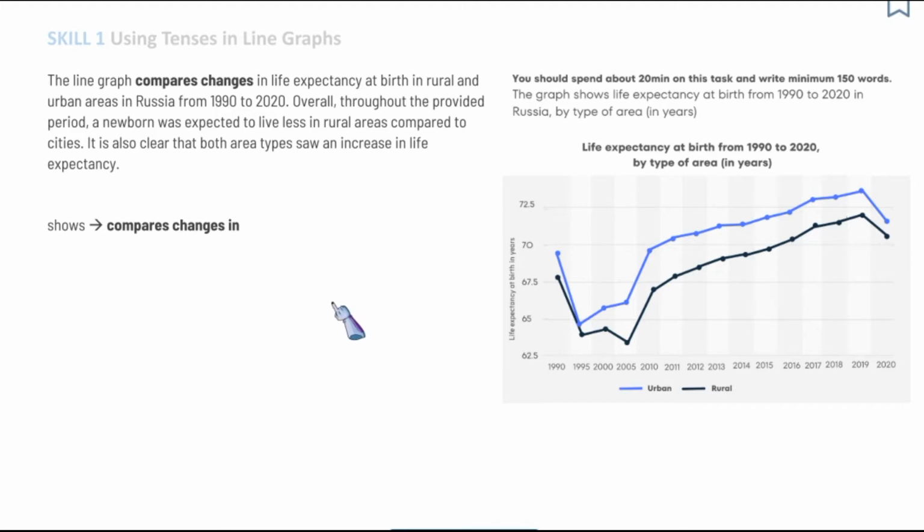As I was writing the paraphrase of the topic, I decided to replace the word shows over here with compares changes. So this is one of the ways to paraphrase the topic. It's not the only way, but this one is very handy.